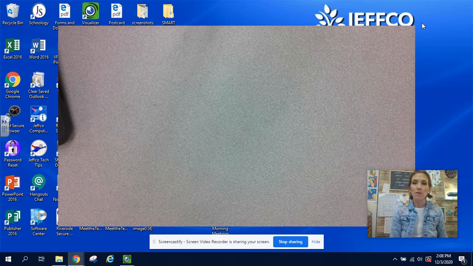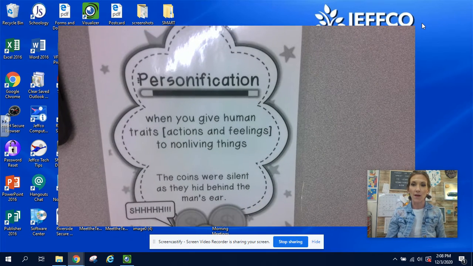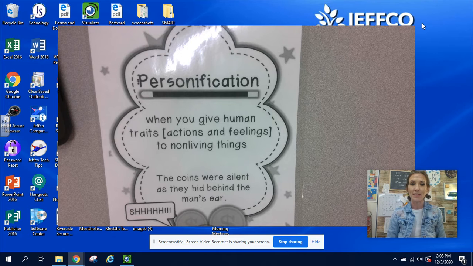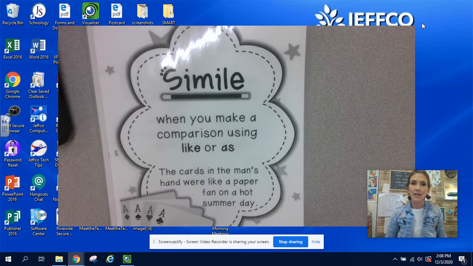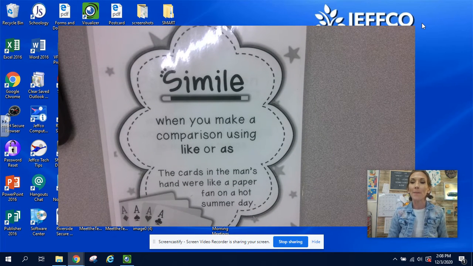Okay, and then let's remember all the tricks that we used. We used personification. That means that we make something that's not alive come to life and have feelings and actions. You did that with your gingerbread men poem. Okay? We've used similes when you make a comparison and you use the word like or as. Okay?